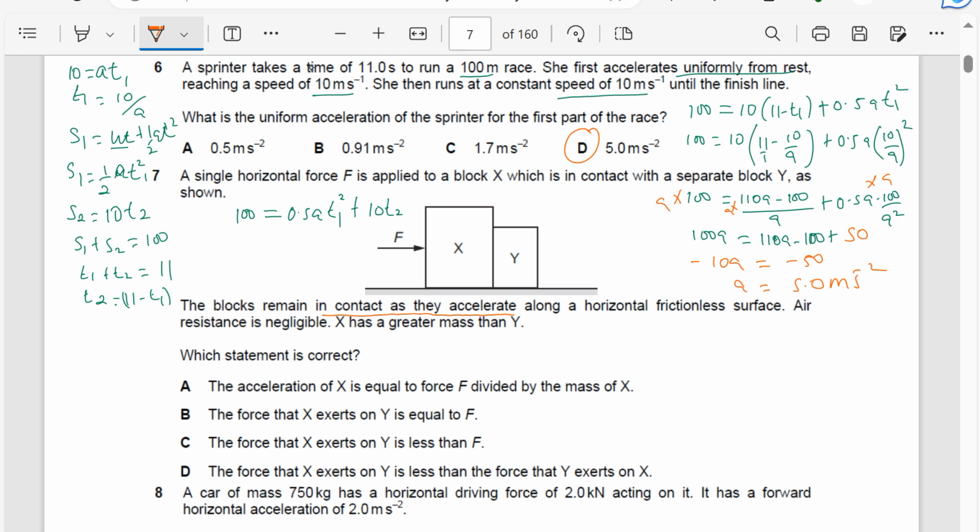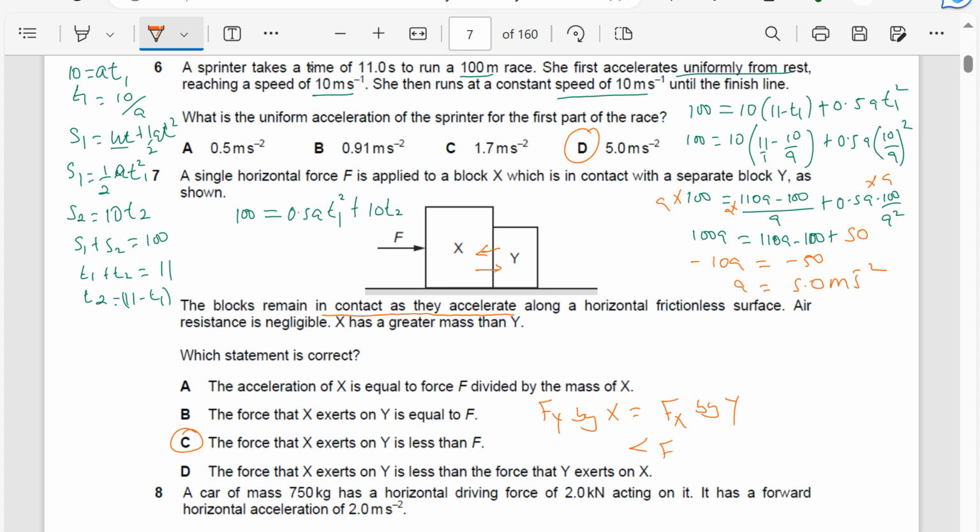I think by Newton's third law the answer is going to be C, because F is exerted on X, and X exerts a force on Y, where Y also exerts an equal but opposite force on X. But remember, the force F is acting on X. So if the force F acts on X, then X will exert a force on Y which is less than F. The force exerted on Y by X is equal but opposite to the force exerted on X by Y. But this force is less than F.